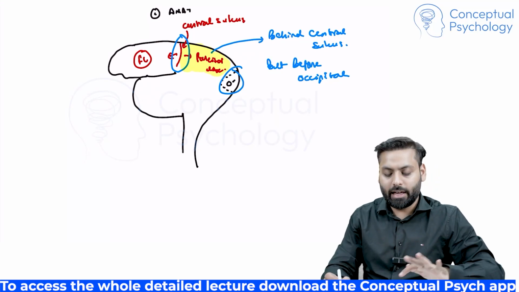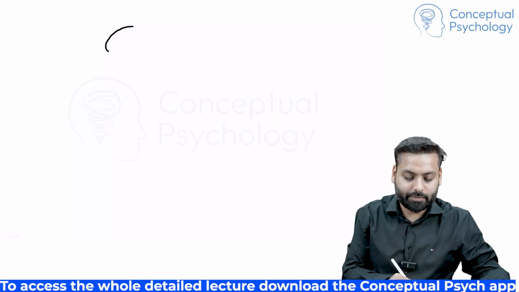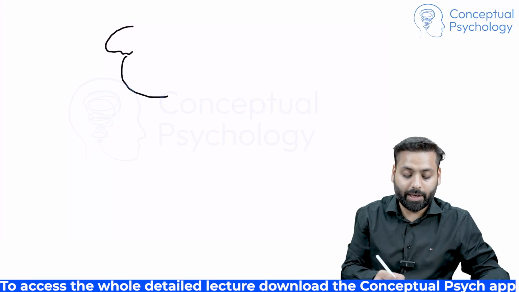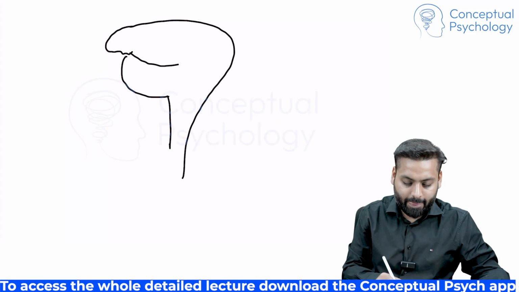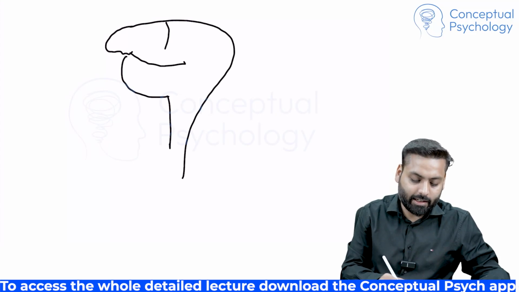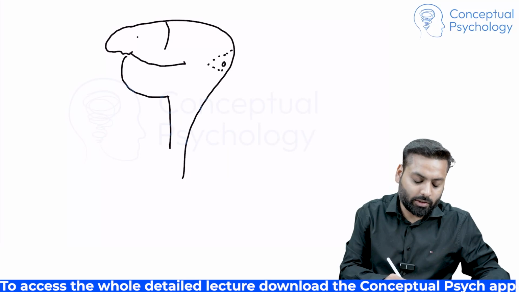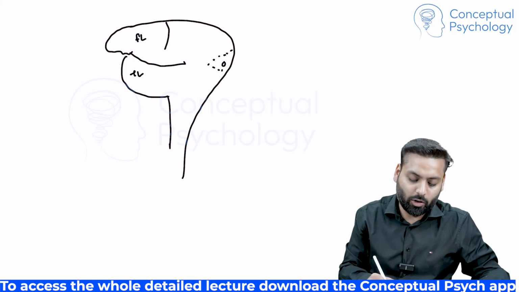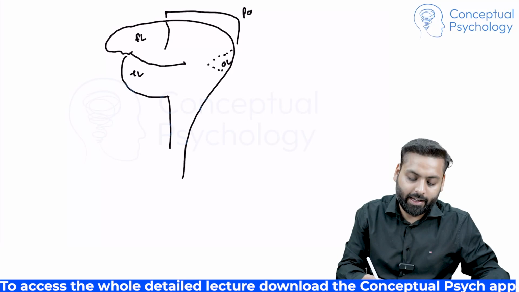Done? Coming to the individual parts of the parietal lobe, not the occipital lobe. So again, central sulcus, occipital lobe. This will be the frontal lobe, this will be the temporal lobe, this is the occipital lobe, and this area till here is the parietal lobe.